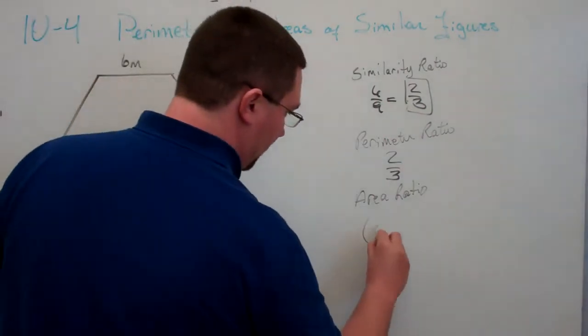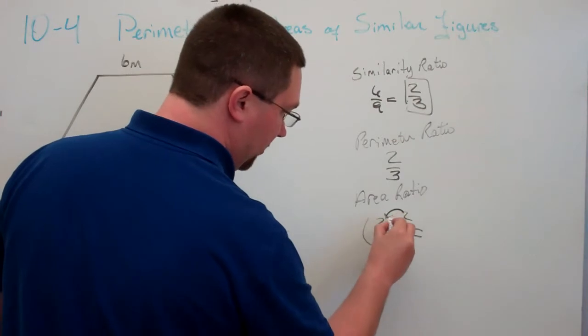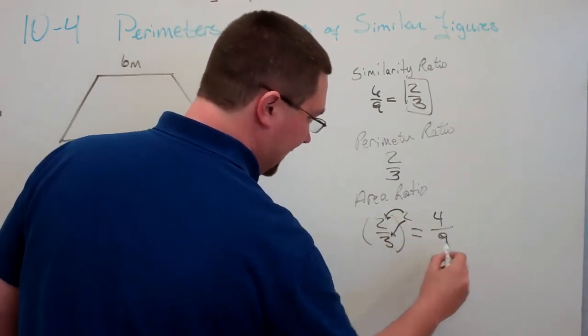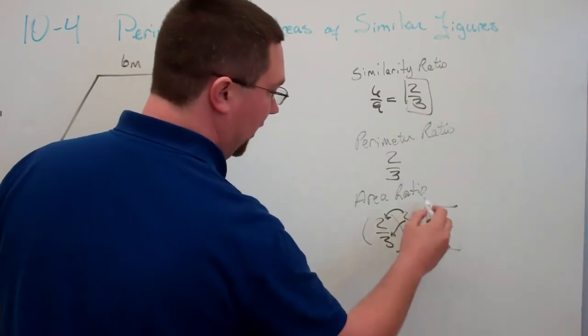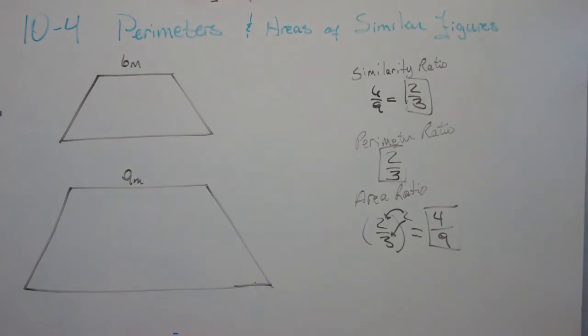So we're going to do 2/3 squared. So distribute this through. 2 squared is 4. 3 squared is 9. So that's our area ratio, and that's our perimeter ratio.